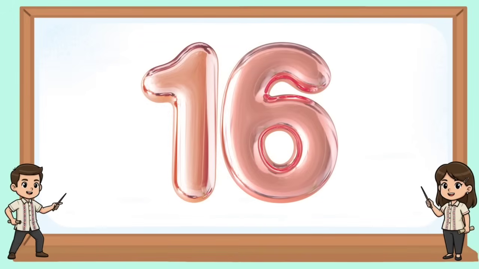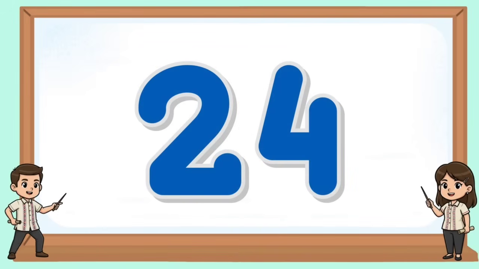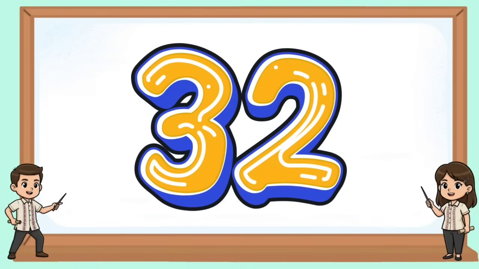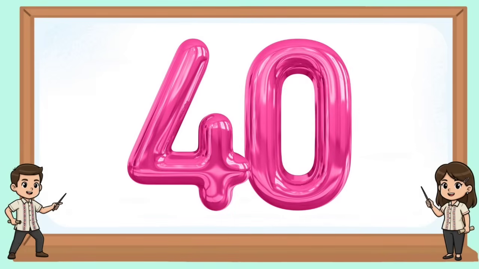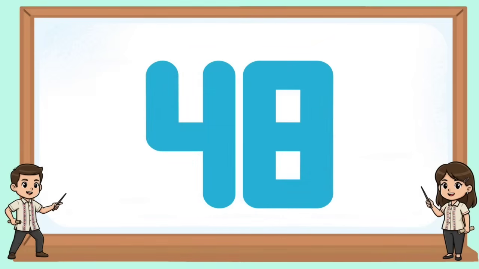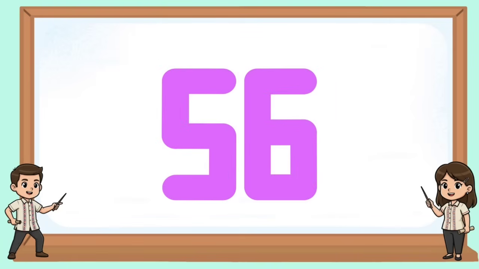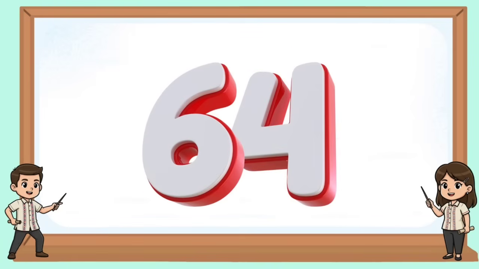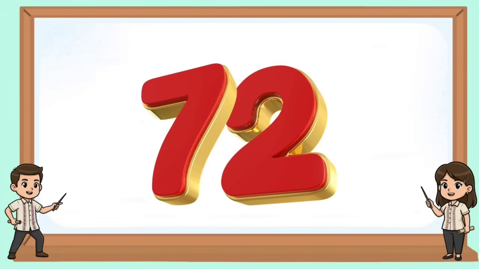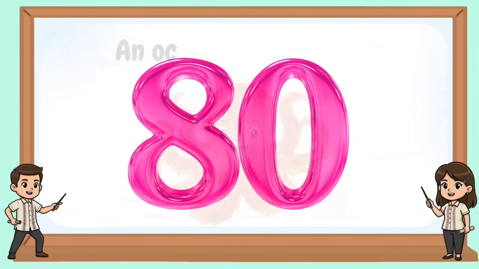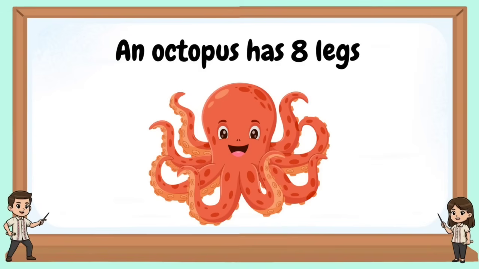8, 16, 24, 32, 40, 48, 56, 64, 72, 80. An octopus has 8 legs.